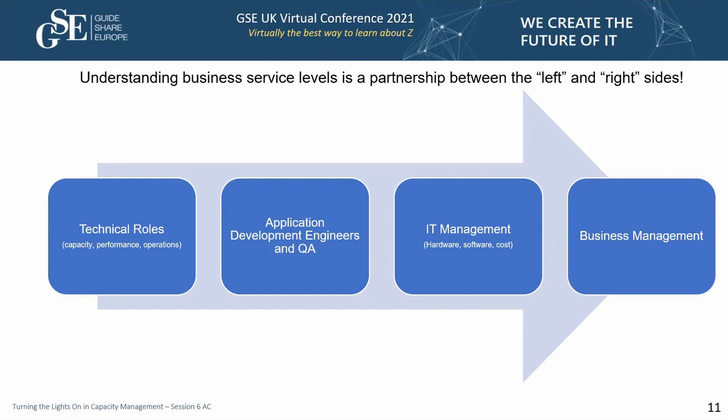Application development engineers, their view of the data is going to be a little bit different, and the data source needs to be able to be summarized and viewed at an application level, not just a transaction level. And then IT management is looking at things like hardware: where are we in our utilization of the hardware, where are we in our contracts for software, what's the overall cost. And then of course, business management doesn't want to see CPU seconds or things of that nature. They want to see how it's contributing to the overall business.